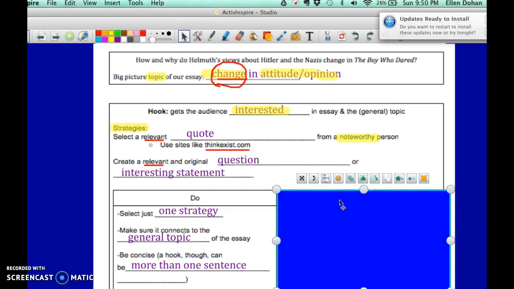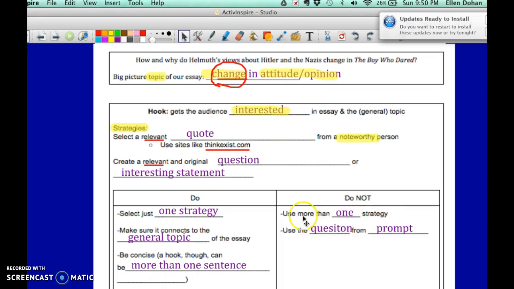On the other hand, for hooks, do not use more than one strategy. And again, this is a big one. Do not just use the question from the prompt. In other words, nowhere in your hook, in your first sentence or a couple sentences, should I see "how and why do Helmut's views about Hitler and the Nazis change?" Or something like, "do you know why Helmut's views about Hitler and the Nazis change?" That is neither original, nor does it follow our requirements.